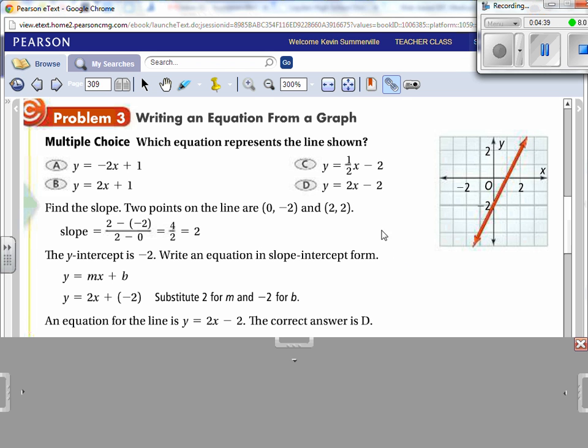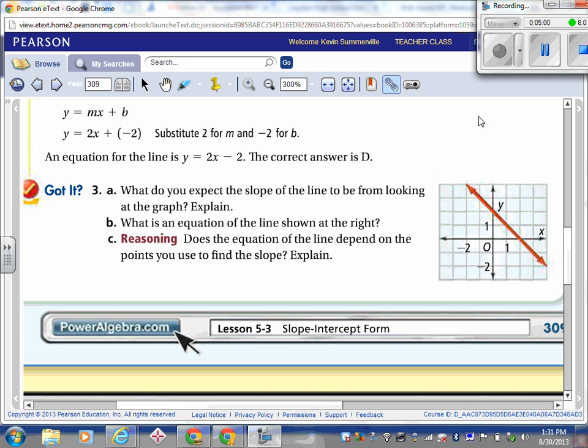The information to the left of the graph shows you how you can do it by substituting your slope after you're doing the slope formula, or as we do it, the delta y over delta x, finding out that your slope is 2, and then you substitute it into the equation. Let's take a look at Got It 3, A, B, and C, and see what we come up with. Go ahead and do this in your notebook, and we'll compare our answers.